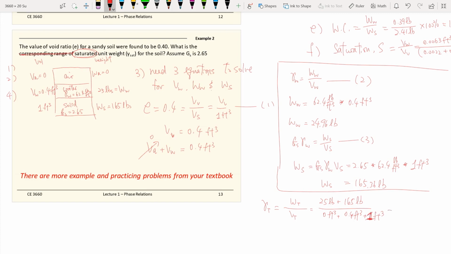We plug in all these values, and we get 135.94 pounds per cubic foot. So that will be the total saturated unit weight. So this is the answer for example number 2.